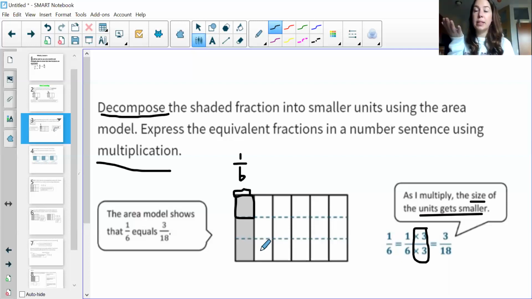You have more pieces, but the pieces are smaller. Before, you had fewer pieces, but the pieces were bigger. So they end up being the same. So this area model shows that 3/18 is equivalent or equals 1/6. Okay, let's go on to the next one.